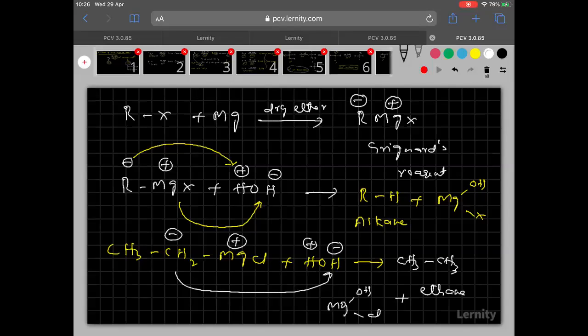So please copy it quickly, everyone. Clear about the Grignard reagent?